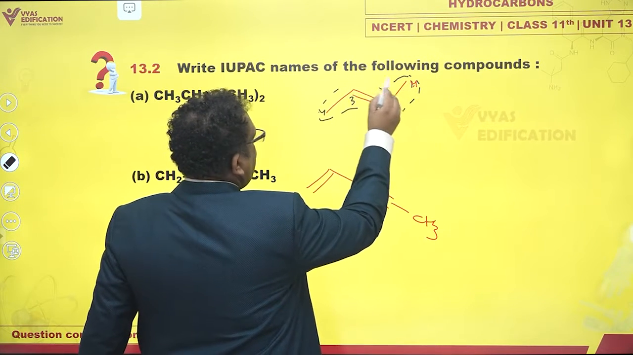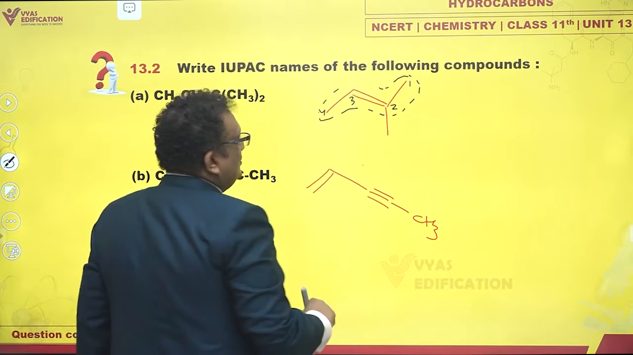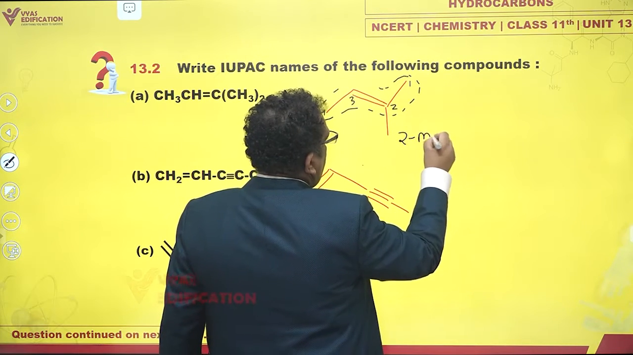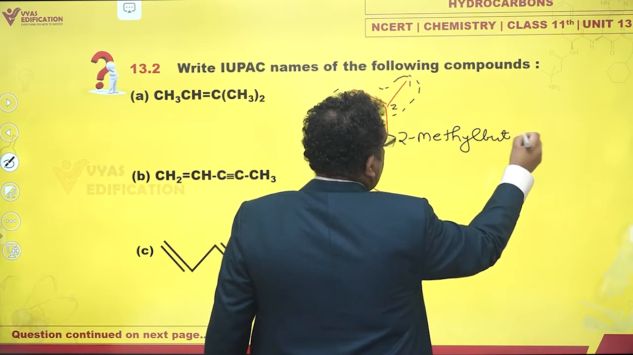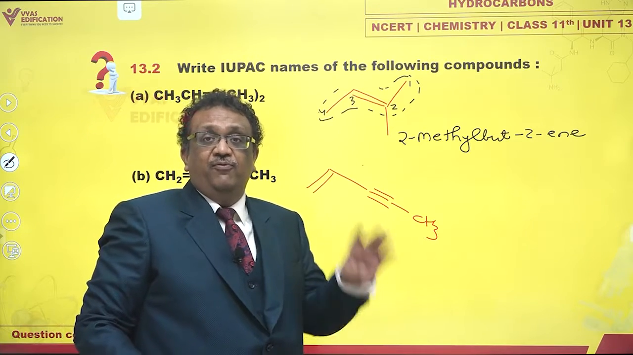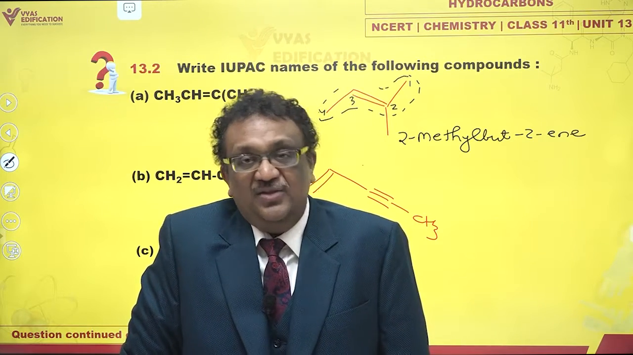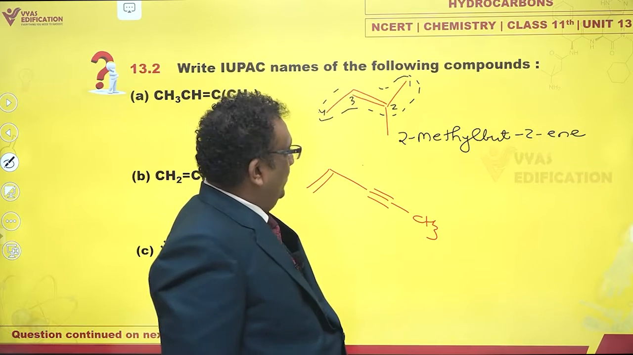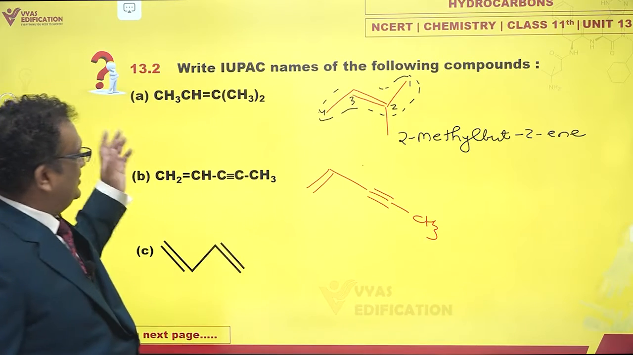I'll just get rid of that. The black numbering is beautiful, of course. We will just write it down. 2-methyl butene. Why but? 4 carbons, so the root is but. Alkene, that is why ene. Alkene appears on number 2, that is why 2-butene. 2-methylbut-2-ene, and that is, my dears, the IUPAC name of this lovely compound.